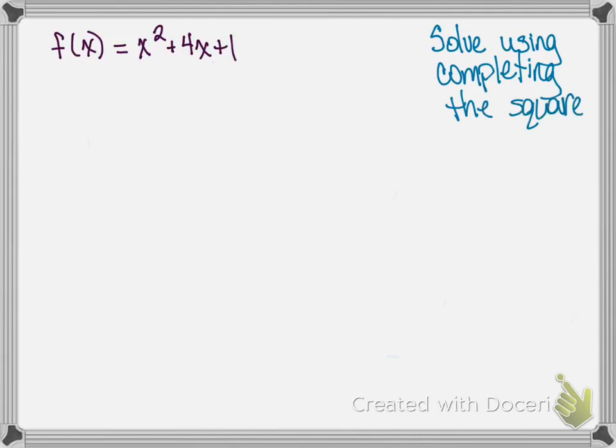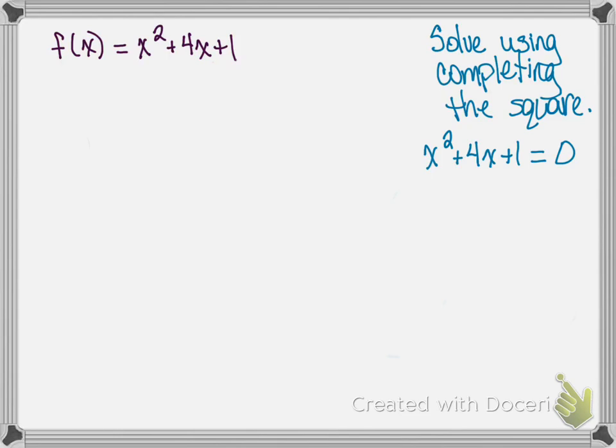The first thing that I'm going to do is set this equal to 0. Okay? So I'm going to rewrite this as x squared plus 4x plus 1 equals 0. Okay, so I'm solving this using completing the square. What I have to do is take that plus 1 and put it on the other side.